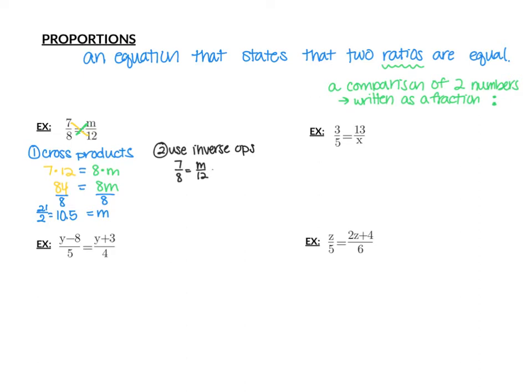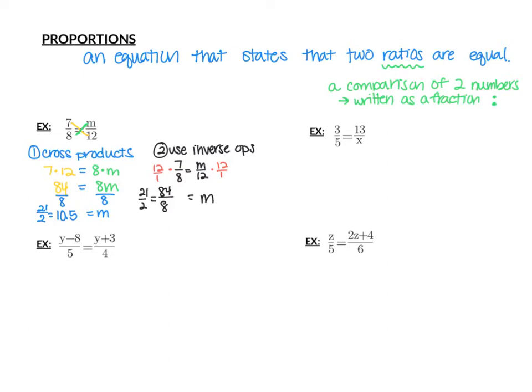So if I were using inverse operations, I would multiply both sides by 12, or 12 over 1, if you need that visual reminder. Then on the right-hand side, we would get just m. And on the left-hand side, we would multiply the fractions straight across. 12 times 7 is 84, over 1 times 8, which is 8. And then we could reduce that to be the 21 over 2, or the 10.5. But either way, we get the same thing.